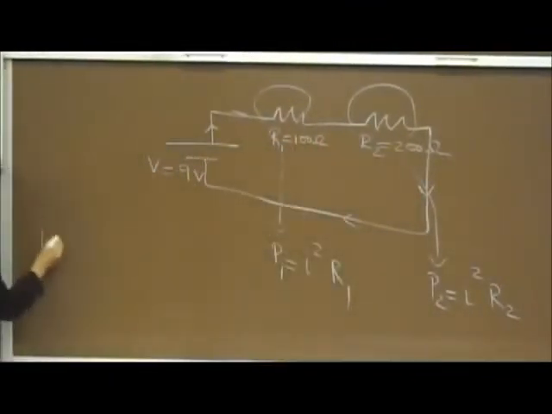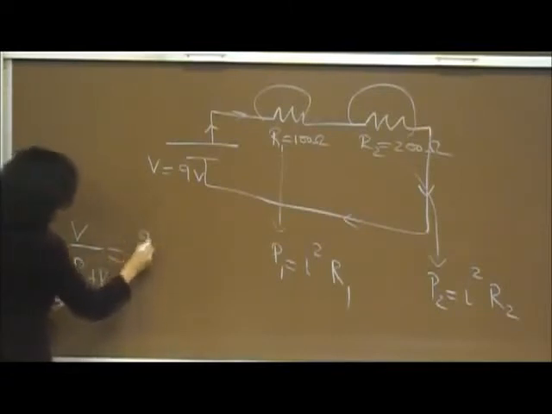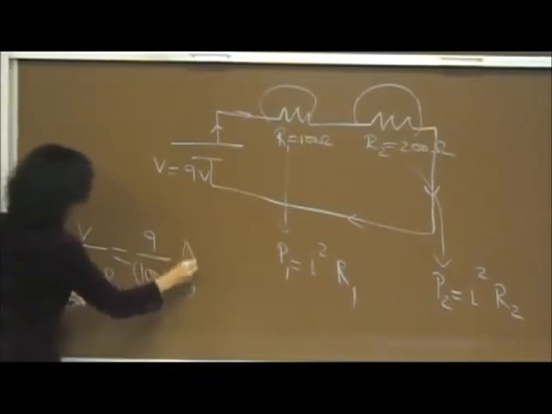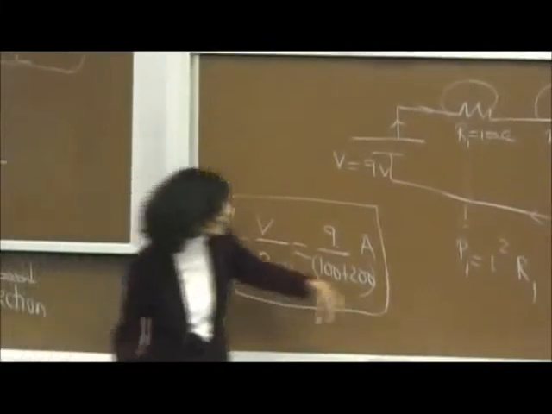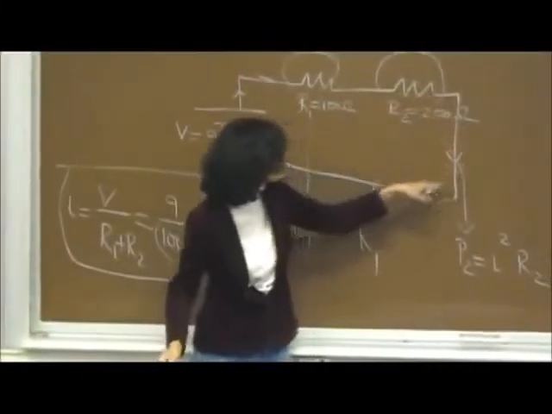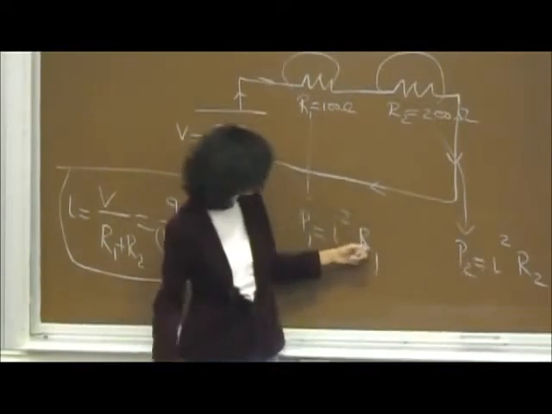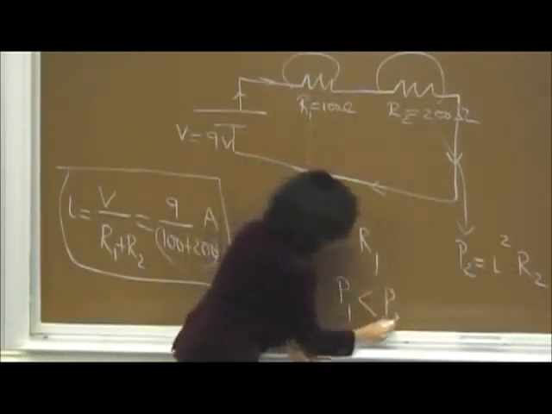In fact, looking at this circuit, I can already tell you I will be equal to V divided by R1 plus R2. That will be 9 volts divided by 100 plus 200, this many amps, right? And this is the same exact current for both resistors. The same current is flowing through both, same I squared. So you can see if R1 is smaller than R2, P1 is less than P2.